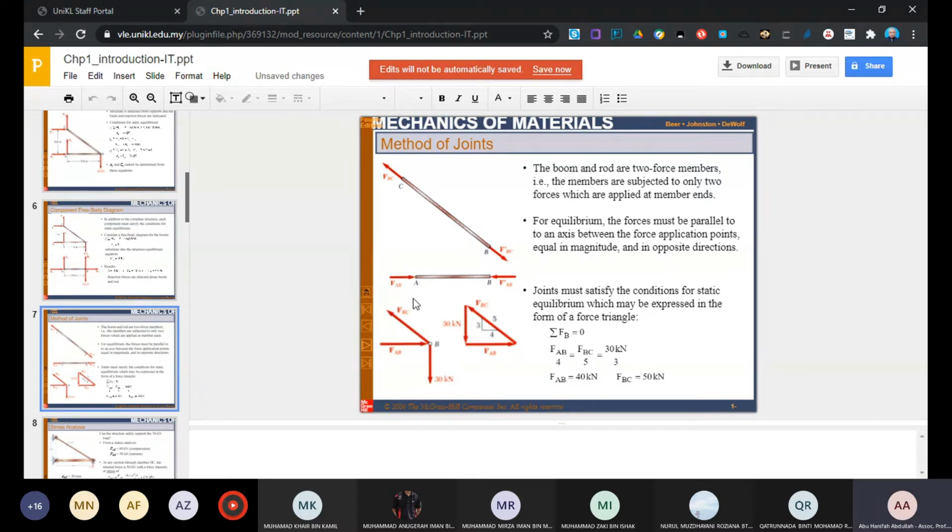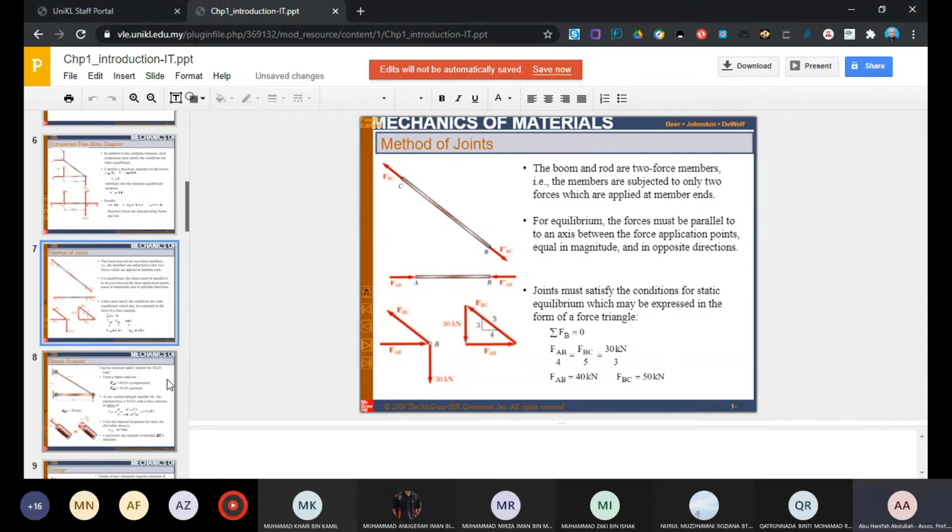Okay, AB and BC. Now we have AB and BC. After you get these member forces, it is easier for you to do the stress, because the stress will be just the member force against the cross-sectional area. So far, any question on this? How to get the member forces AB and BC.